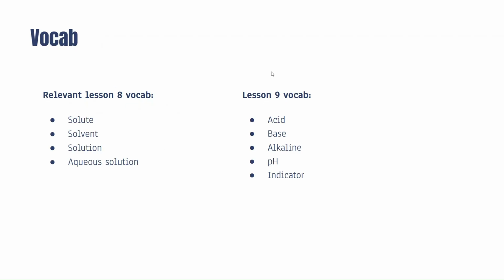Some vocab to keep in mind this lesson. So lesson 8, we learned all about solvent, solute, solutions, and aqueous solutions. When we're thinking about acids and bases, we think about the acid or base as the solute, and typically water is our solvent, and that would make these acids and bases aqueous solutions. Some new vocab that we've got for this week is acid, base, the word alkaline, pH, and indicator. So keep an eye out for those terms as we go through.